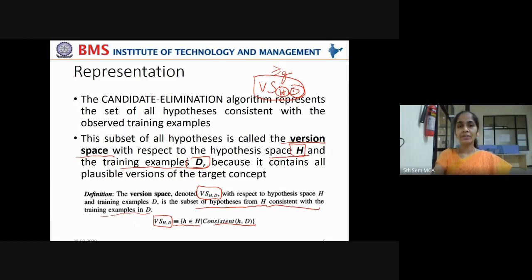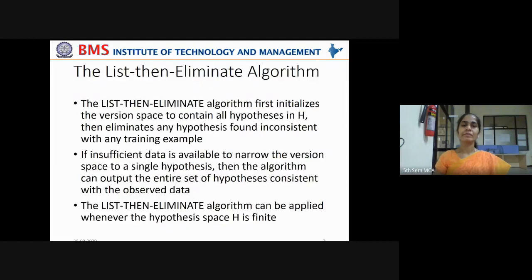This means the hypothesis space H should contain only those hypotheses which are consistent with D. It should not contain any other hypothesis which is not consistent with the training examples given. Got it? Now let us see a simple algorithm, the List-Then-Eliminate algorithm.